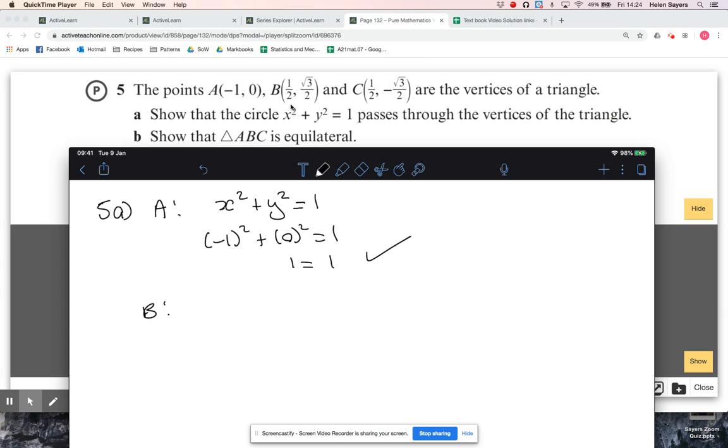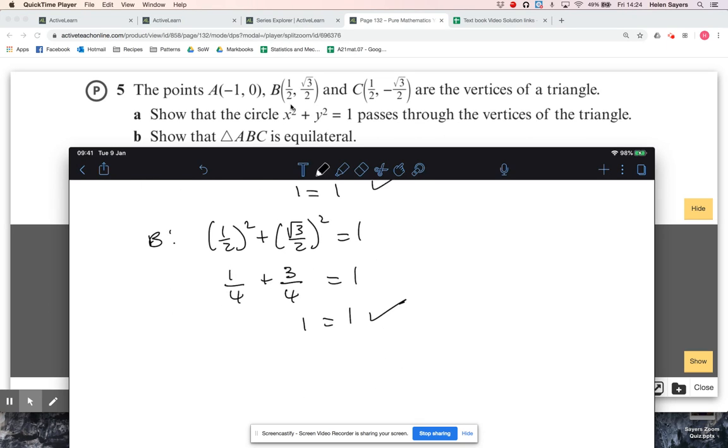So for B, x is a half, so that's going to be a half squared. Y is root 3 over 2. So let's just check, that does get up to 1. I'm pretty sure it does. So a half squared is a quarter. Root 3 squared is 3. And 2 squared is 4. So yeah, B lies on the circle.